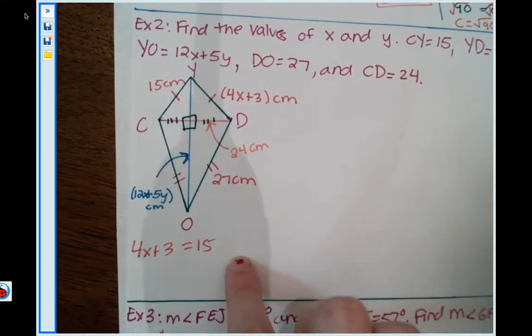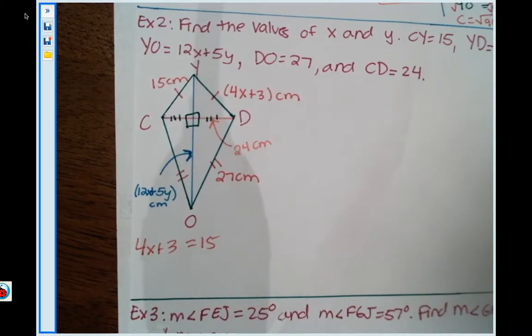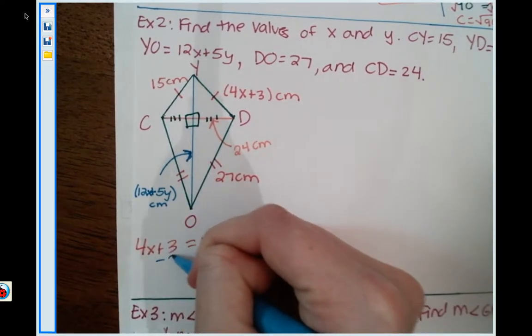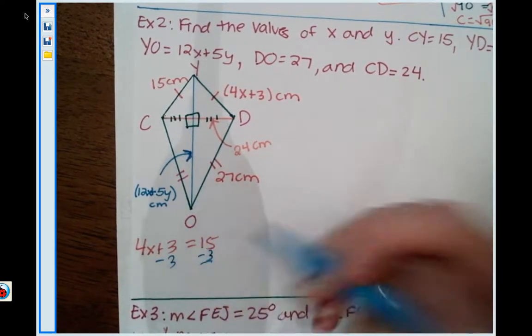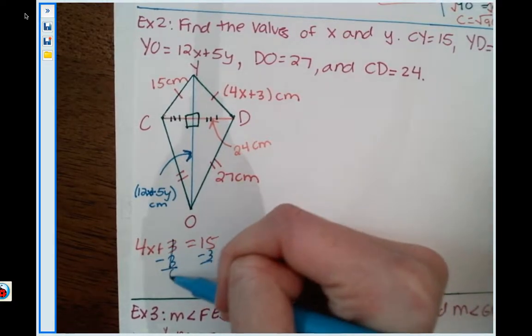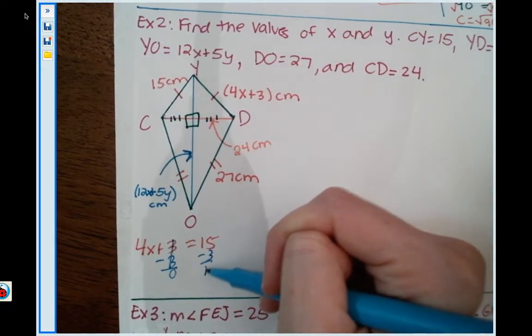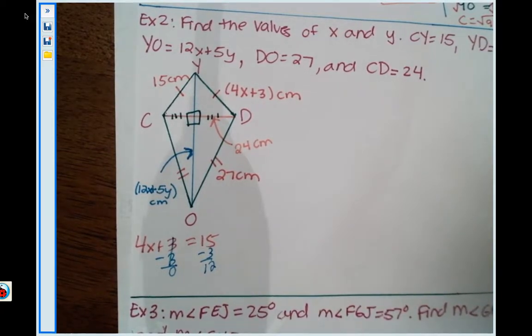So I need to move this 3 to the other side. So how do I move this 3 to the other side? Holy hot dog, we do subtract. And 3 minus 3 cancels and turns to 0. 15 minus 3 gives me 12. So we're left with 4x equals 12.